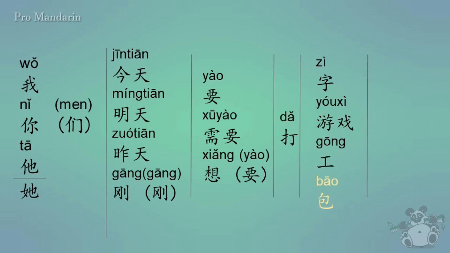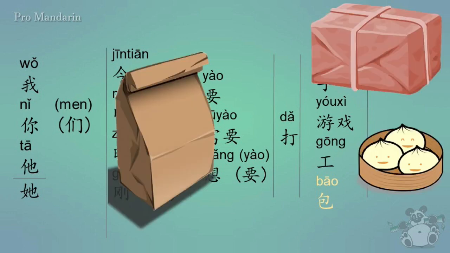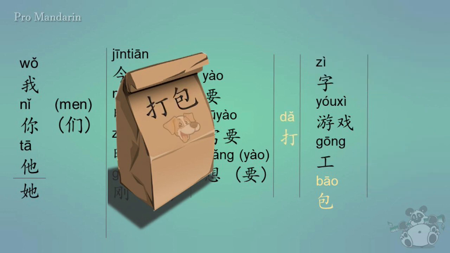Then we have 打包, whereas 包 could be a package, or it could be a steamed bun, or it could be many different things. But in this case, 打包 means to get a to-go bag or a doggy bag or something like that from a restaurant.